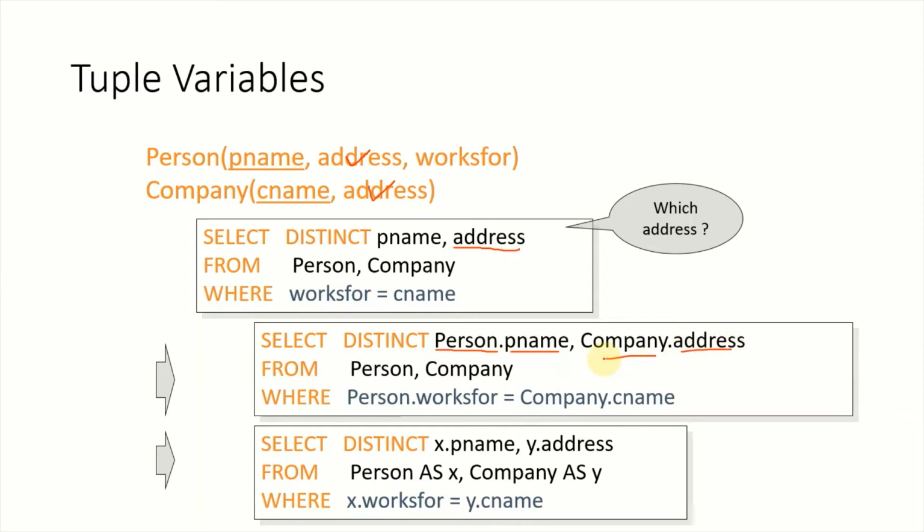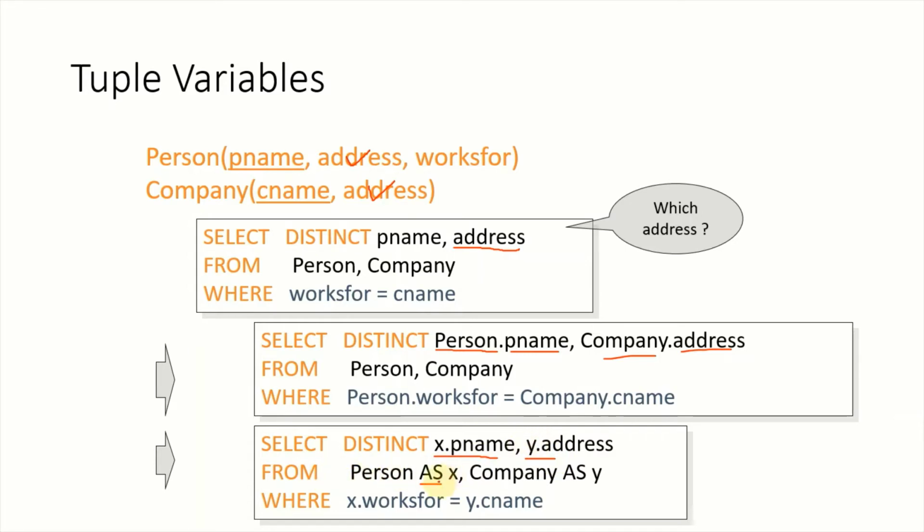Now sometimes we need tuple variables. For using a variable we must use it with the AS keyword. Now here if you look into the query, we have x dot bname. X is actually a tuple variable, and y dot address, y is also a tuple variable, and these are defined here in the FROM clause.